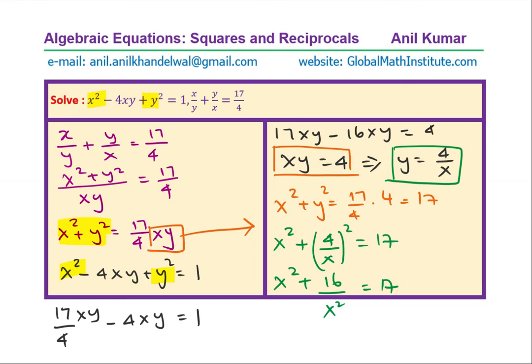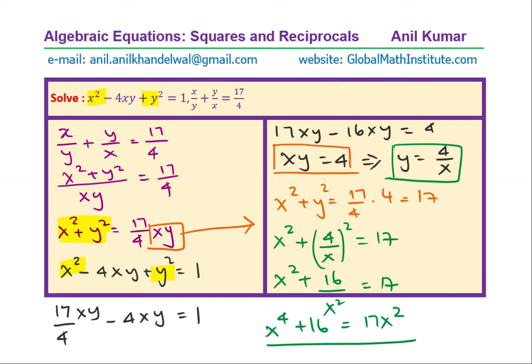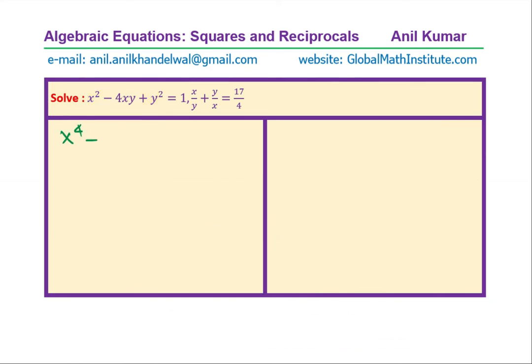And now, let us solve this equation on a fresh page. Let me rewrite here as x to the power of 4 plus 16 equals 17x squared. So let this be the equation, which is kind of quadratic, right? And let's solve this on the next page. So we have 17x squared on the right hand side and x to the power of 4 plus 16 on the left hand side. Let's rewrite this. So we get x to the power of 4 minus 17x squared plus 16 equals 0.